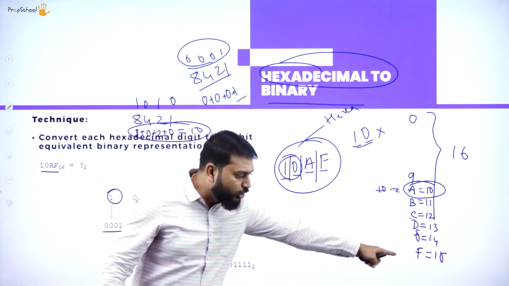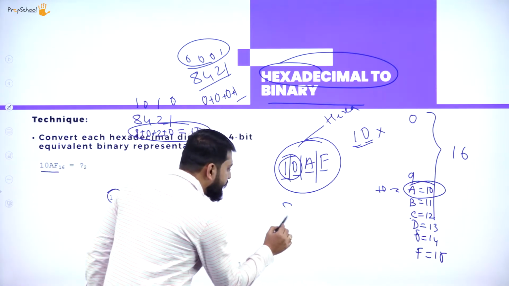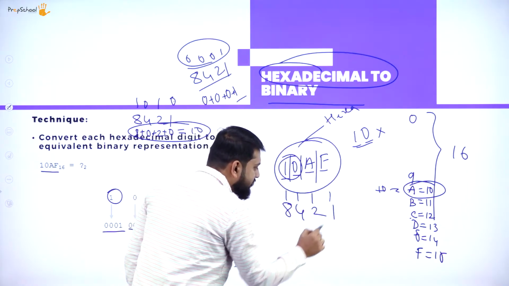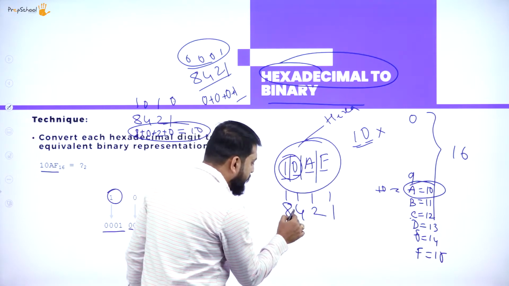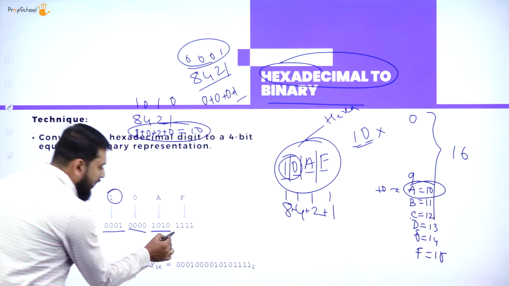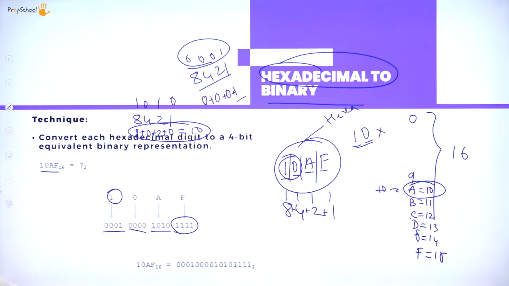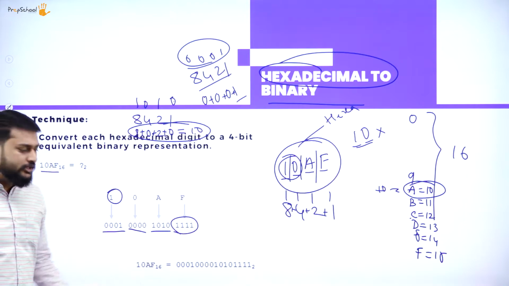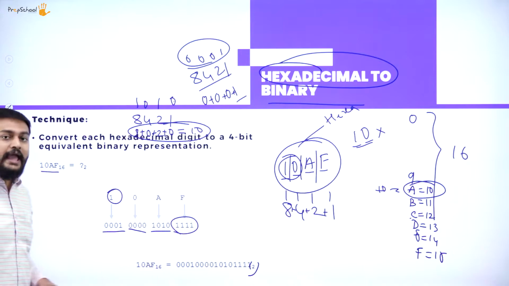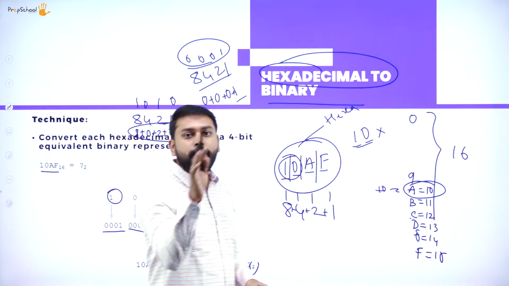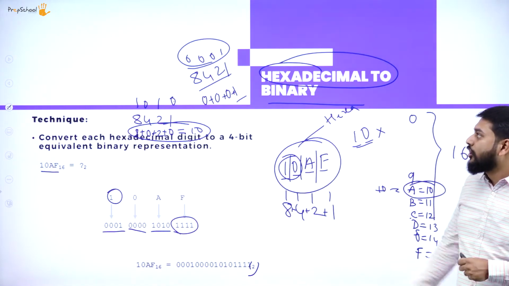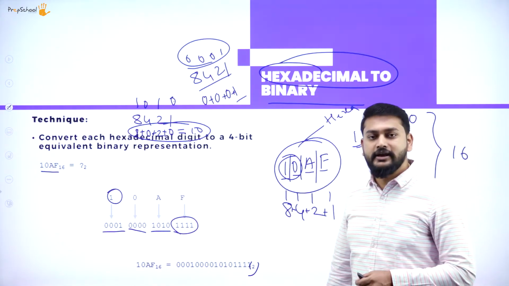In the same way for F, what is the equivalent value of F? 15. How do I represent 15 using 8421? I need to add all these numbers. So 8 plus 4 plus 2 plus 1 will give me 15. So for that, I will write 1, 1, 1, 1. Once I have got all these, I will write them together with base 2. So this is how I convert a hexadecimal number to a binary number. This is what you need to understand with respect to the conversion of hexadecimal numbers to binary numbers.